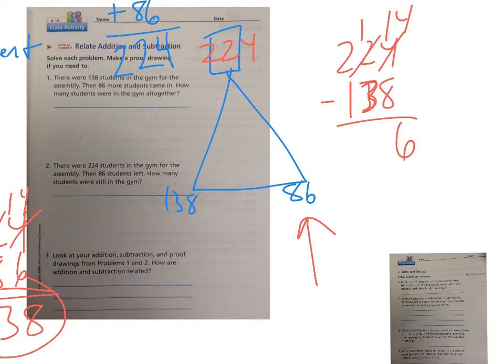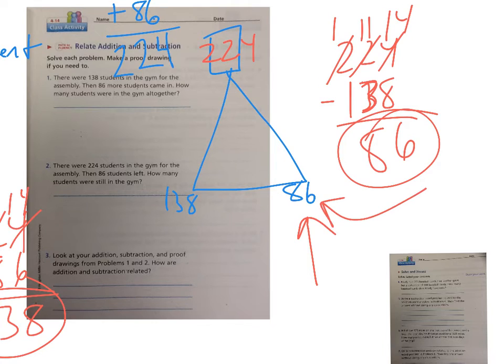We go ungroup the 100. Put 10 tens there. 11 minus 3 is 8. So I get 86. Notice that is the other addend. Okay? The point of understanding the relationship between addition and subtraction is you can check your work.